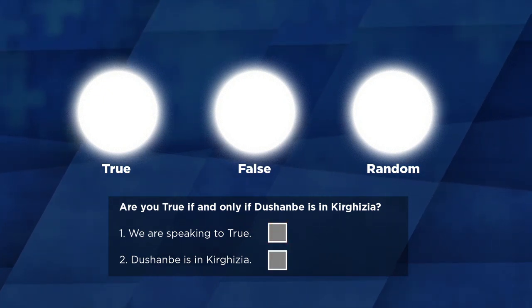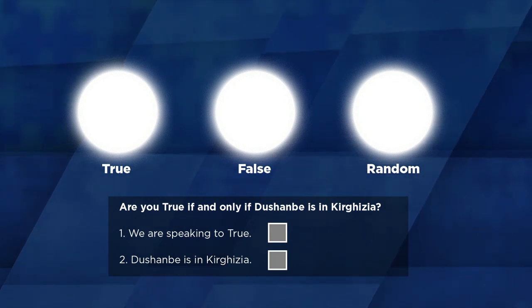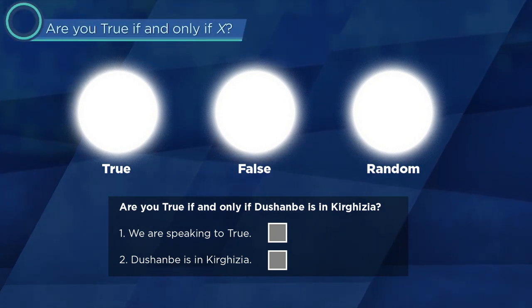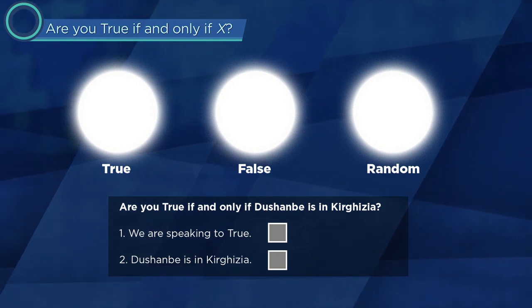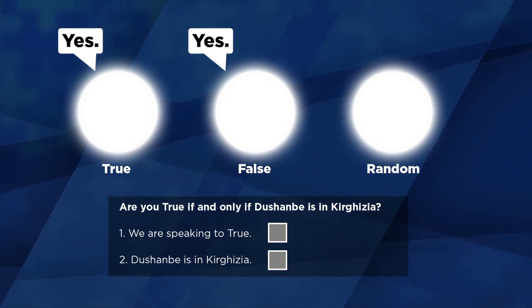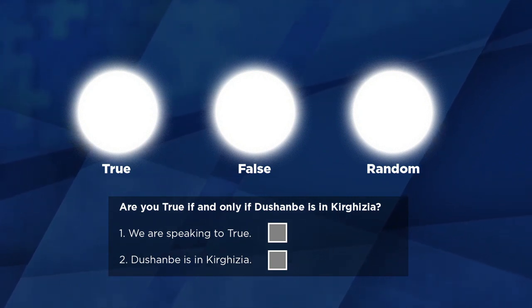Which brings us to the best part. Suppose we use X to represent any factual assertion whose truth value we wanted to know, and suppose that we know that we're not speaking to Random. Then we ask, are you True if and only if X? If X is a true statement, then both gods will answer yes. If X is a false statement, then both gods will answer no.